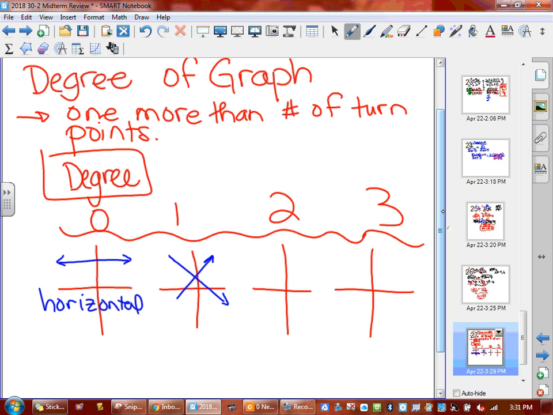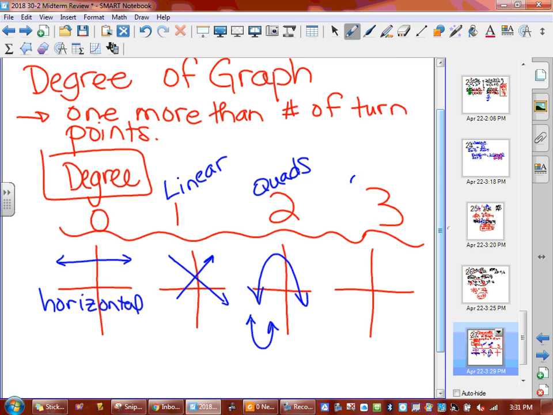Okay, degree 2, it's going to be one of those guys. Or he could be way down here, he may not even touch the x-axis. Well, he will eventually, that guy down there. So, degree 2, 1 turn point. So those are quadratics. Okay, so these are our quadratics. Linears are degree 1. And cubics are degree 3. Okay? And that's where you have 2 turn points. Okay? So 2 turn points, degree 3.